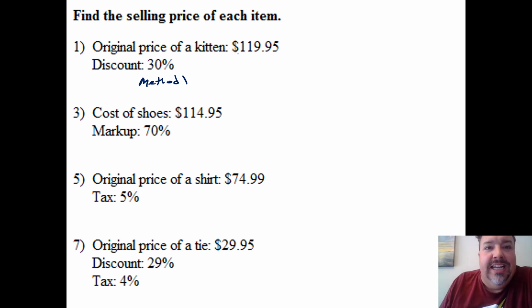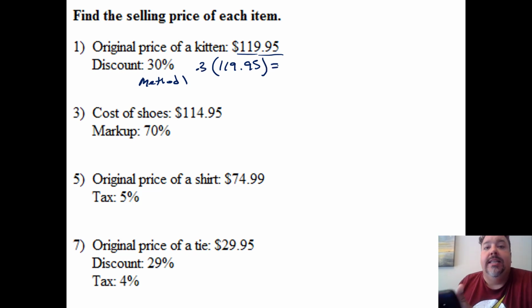But method 1 would be like, okay, here's the price. We're going to take 119.95, and then we're going to multiply that by 30%. Of course, we have to change that to a decimal. And let's see, we put that in our calculator. So 0.3 times 119.95, and that comes out to 35.985. But now that's not our answer, that's the discount.